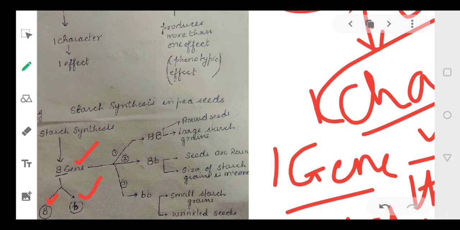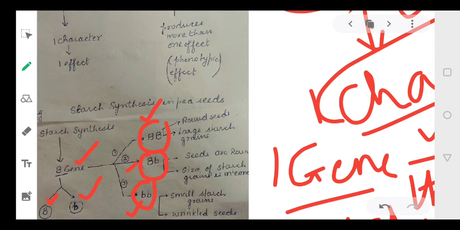So there are three possibilities. One is capital B capital B, second is capital B small b, and third is small b small b. This we have studied in Mendel, that there could be three possibilities. Tall also had three possibilities, so this B can also have three possibilities. This is your homozygous condition, homozygous dominant. This is homozygous recessive, and this is your heterozygous condition.